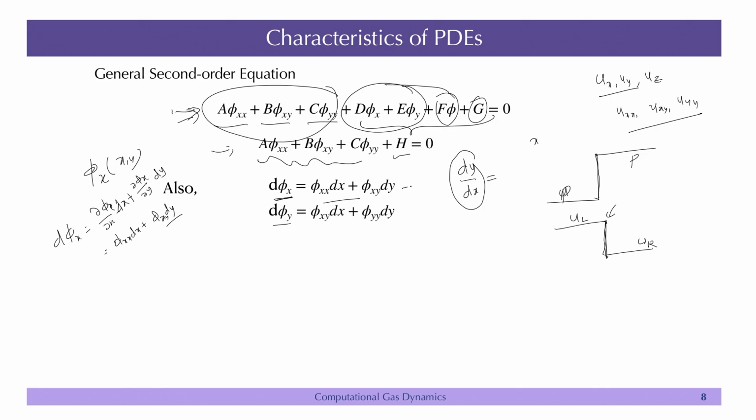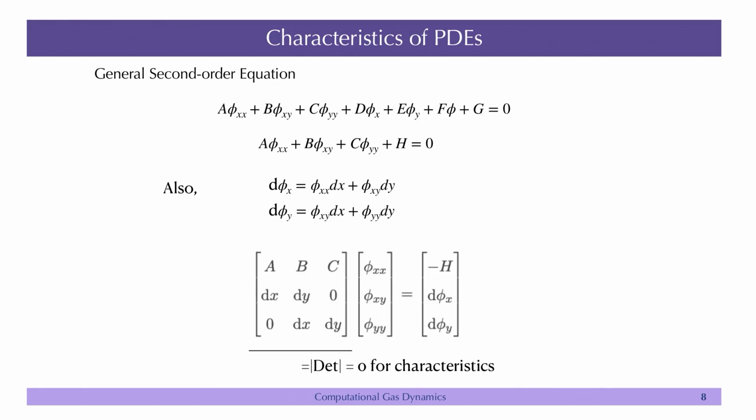This is for d phi_x, and similarly you can write for d phi_y, because phi_y also depends on x and y. So, d phi_y will become del phi_y by del x dx plus del phi_y by del y dy. That will become phi_xy dx plus phi_yy dy. You might say this is phi_yx, but because of symmetry phi_yx becomes phi_xy, right.